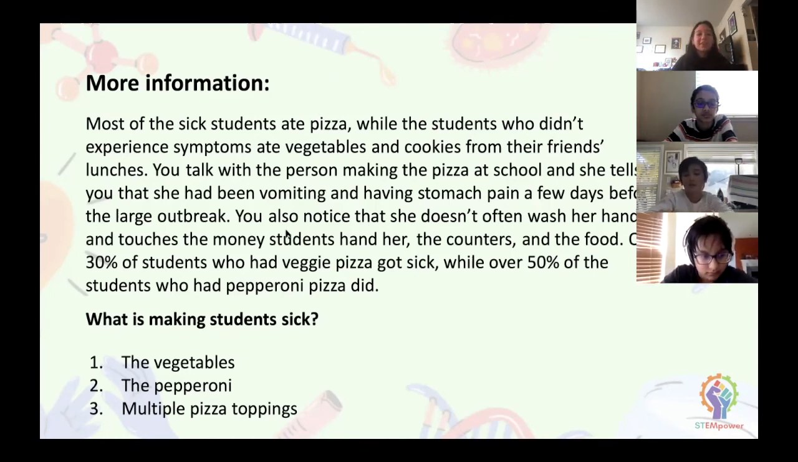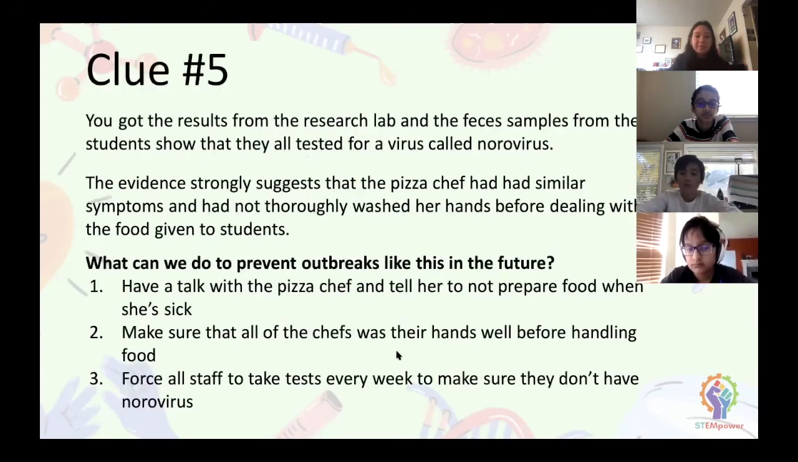Pepperoni. Now, that's a very good guess, and a lot of people get a little bit confused on this part. It says only 30% of the students who had veggie pizza got sick, while over 50% of the students who had pepperoni pizza did, right? So I think what we're thinking here is, well, if more people got infected from the pepperoni pizza, then it has to be the pepperoni. But the correct answer here is multiple pizza toppings. Even if only 30% of the people who had veggie got sick, people who had veggie still got sick. So it can't just be one or the other. It has to be both, right? Unless the veggie got contaminated with something else. But you guys were half right.